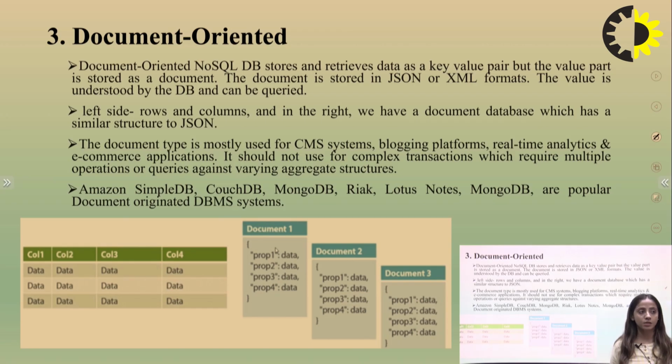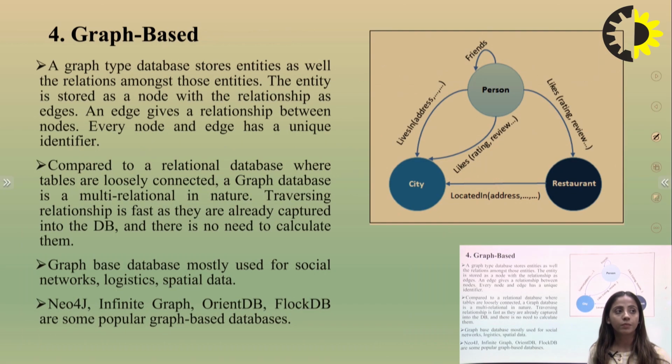This can be understood with the help of these figures. This figure gives the four columns containing different kinds of data. Now, data can be in this format, in a JSON format, right? Now, the first one, prop1, is a key which is holding the value data. Similarly, all three documents are performing the same operation.